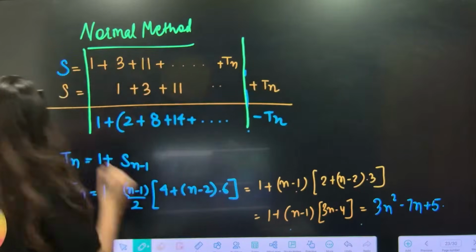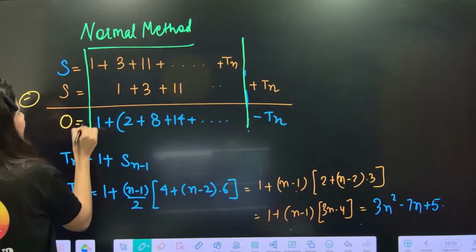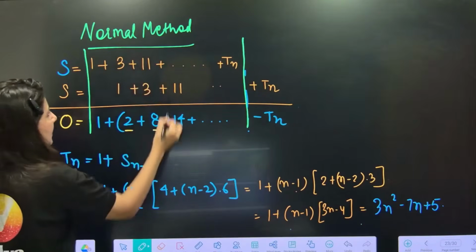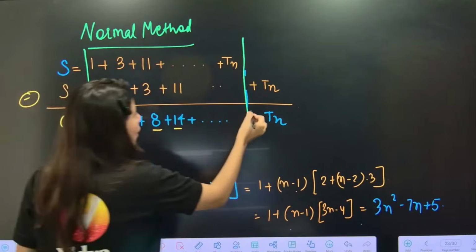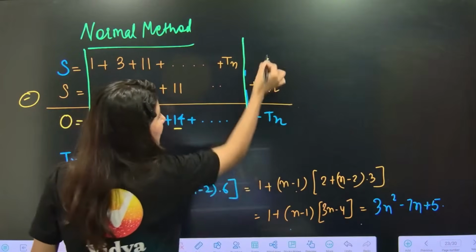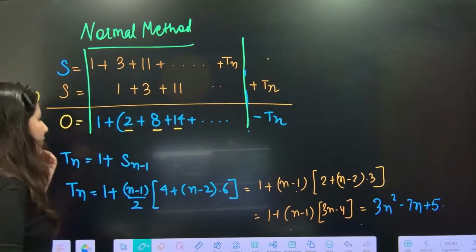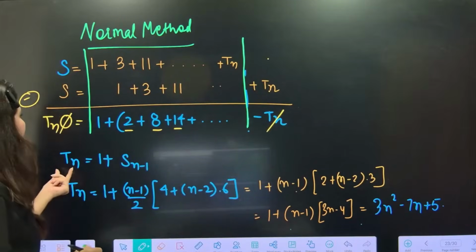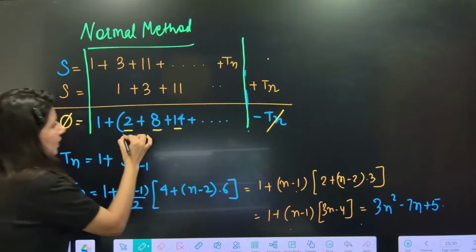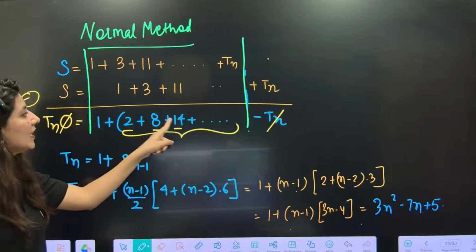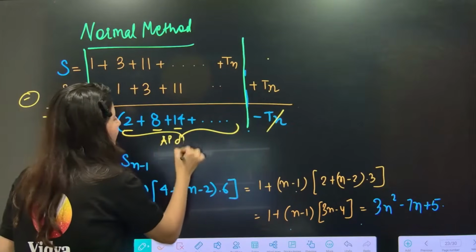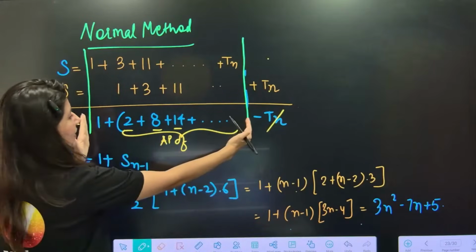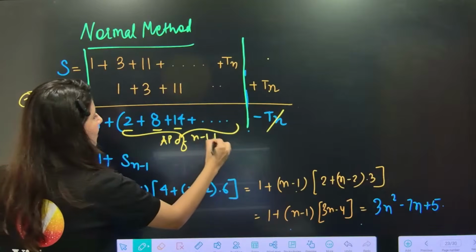Now subtract. S minus S is 0. 1 minus nothing is 1. 3 minus 1 is 2, 11 minus 3 is 8, and then 14 and so on. And here nothing minus Tn is minus Tn. So this Tn will be coming over here. So Tn will be equal to 1 plus this thing, 2, 8, 14. This is an AP of n terms. No, not n terms, because this is n terms, and if we remove 1, this is n minus 1 terms.